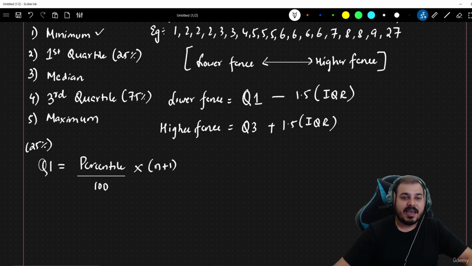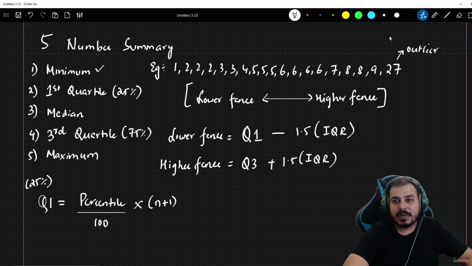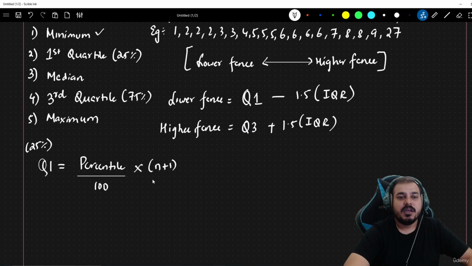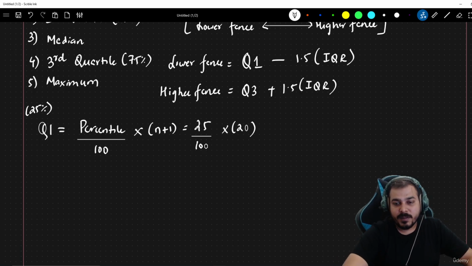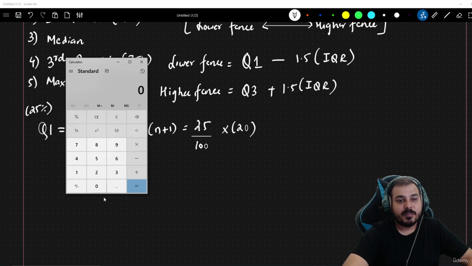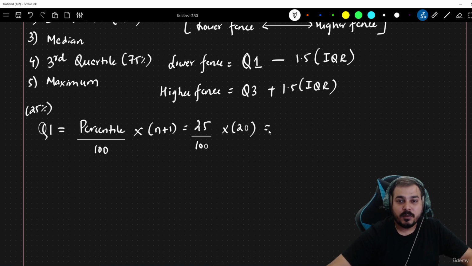Now over here, if I try to calculate the small n, which is my sample size, if I count it, this entire set of numbers will be 19. 1, 2, 3, 4, 5, 6, 7, 8, 9, 10, 11, 12, 13, 14, 15, 16, 17, 18, 19. So let's go ahead and compute it. So here I'm going to get 25 percentile divided by 100 multiplied by 19 plus 1, which is nothing but 20, right? So if I open my calculator and compute it, 25 divided by 100 is obviously 1 by 4, multiplied by 20.